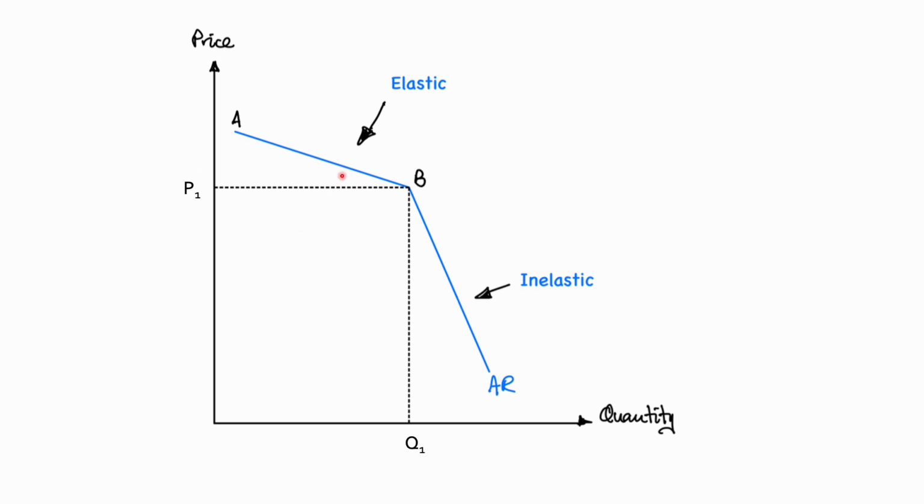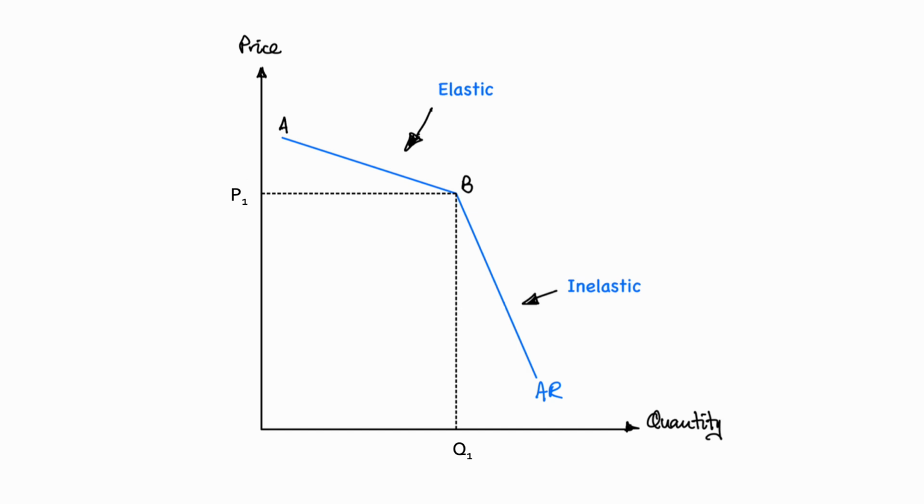The left-hand side of the demand curve, or average revenue curve, A to B, is relatively elastic. The right-hand side of the demand or average revenue curve, from B to AR, is relatively inelastic. To explain the shape of the demand curve in oligopoly, you must make reference to the elastic price elasticity of demand at prices above P1, and the inelastic PED at prices below P1.